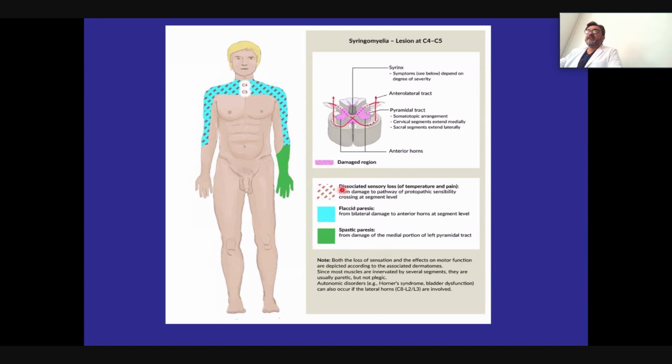So these are the three features which you are going to see: dissociated sensory loss of temperature and pain from damage to the pathway, more involving the upper limb and less involving the lower limb. There would be spastic paralysis from involvement of the medial portion of the pyramidal tract, which bilaterally involves more of the upper limb, sparing the lower limb, and there would be flaccid paralysis from bilateral damage to the anterior gray horn cells in the segment involving the central cord syndrome.